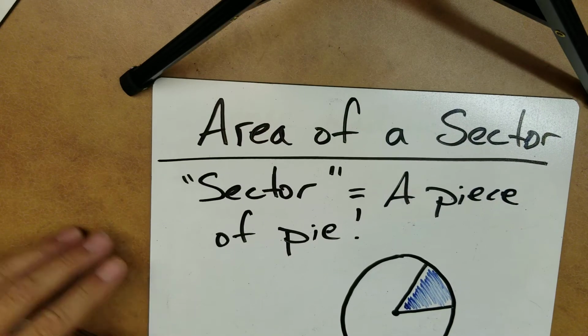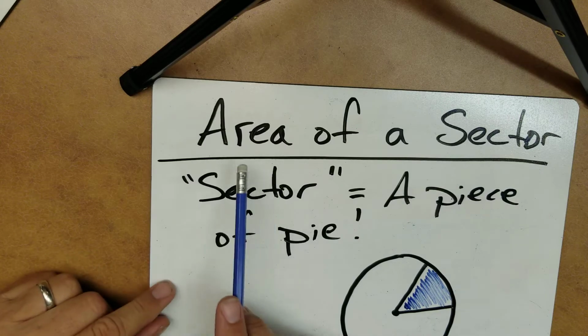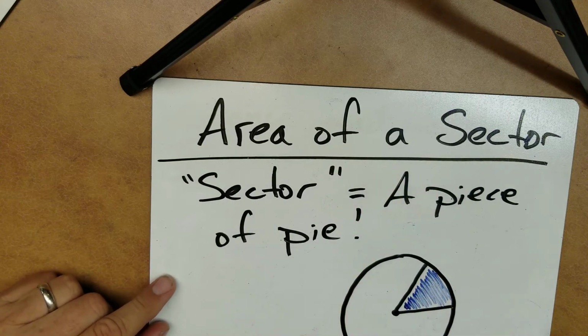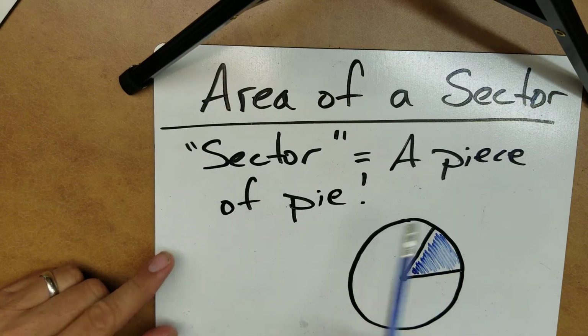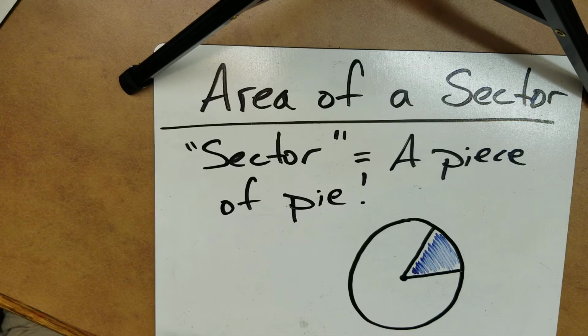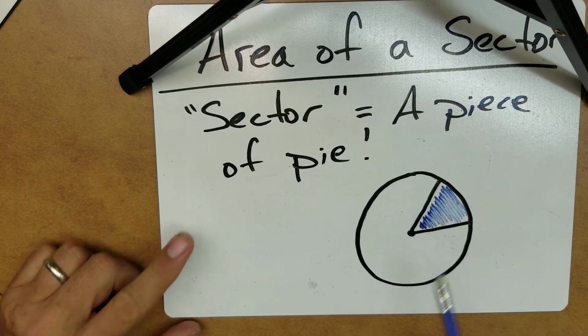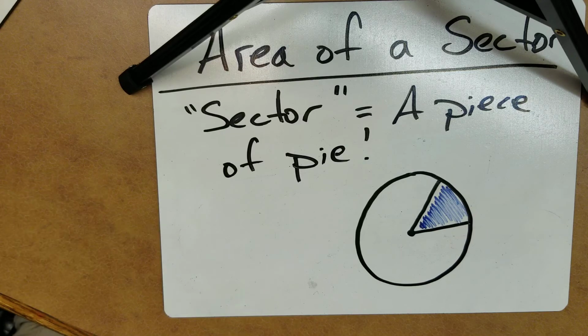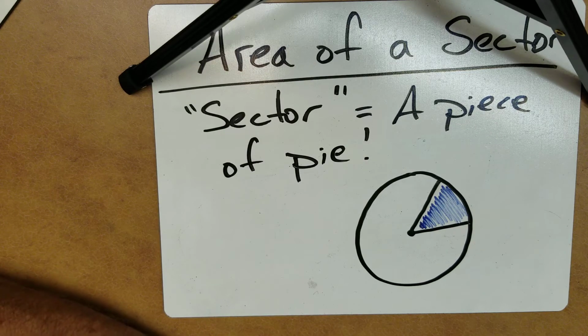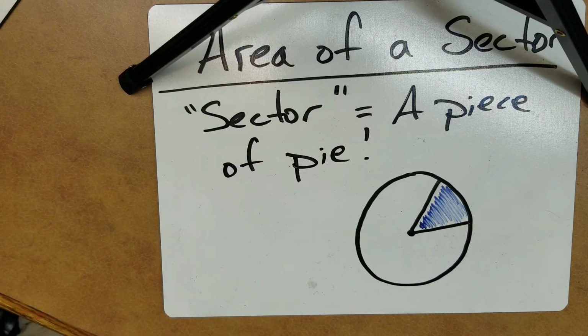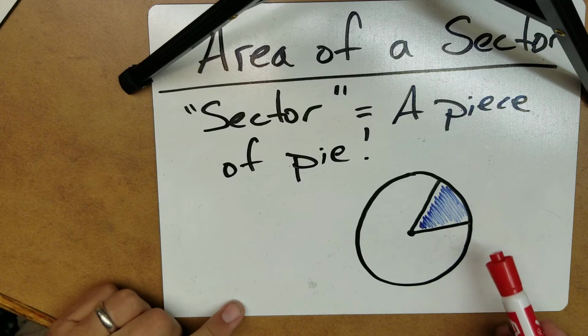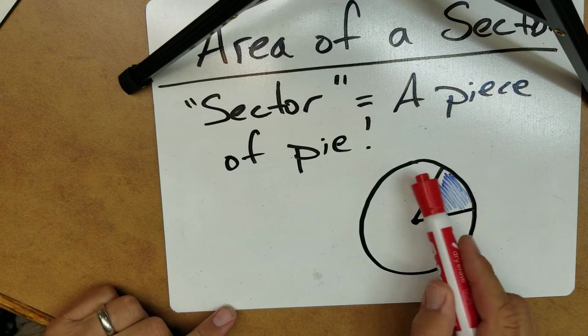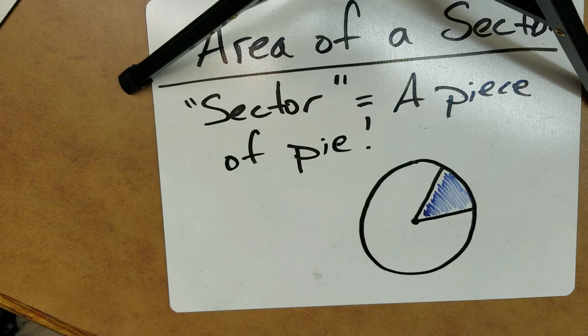What are we doing today? We are doing something called area of a sector. What's a sector? It's a piece of pie. That's what it is. This little blue thing right here, that is a sector, and I need to find the area of that. Turns out it's extremely related to what we were doing yesterday because, as you might imagine, all I really want is a fraction of the area of the entire circle.